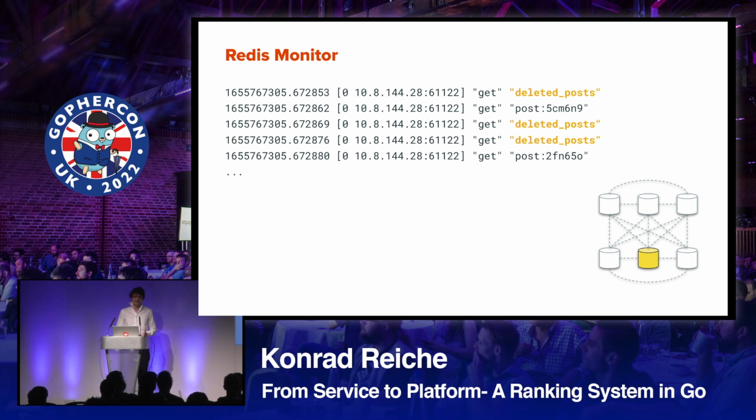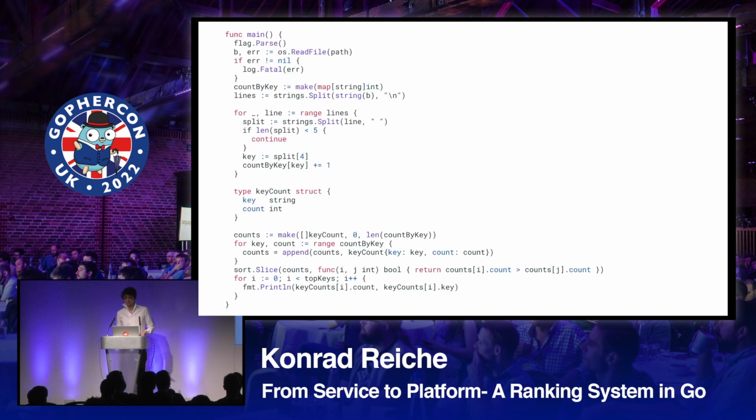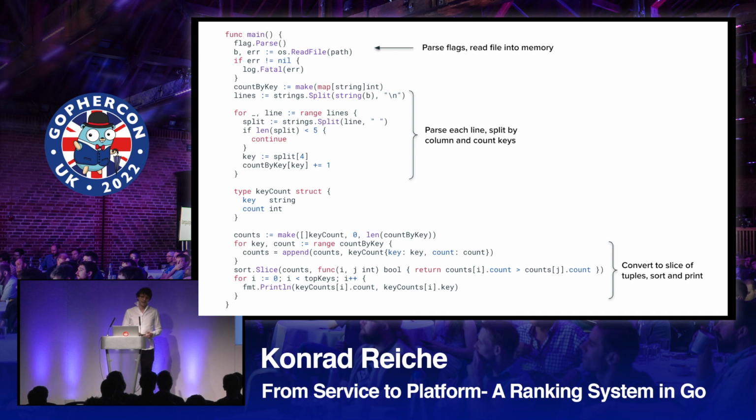This is called hotkeys. To find hotkeys, we could write a program which counts the number of unique keys. Something like this. We read the whole file into memory. We parse each line, splitting the columns by whitespace, and count each key using a map. Finally, we convert the map to a slice and then sort and print out the most frequently used keys.